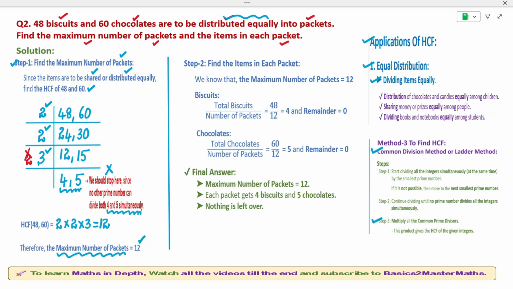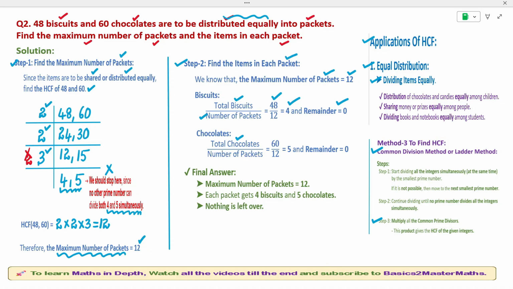Got it? Step 2. Find the items in each pocket. We know that the maximum number of pockets are 12. So, total biscuits divided by number of pockets, that is 48 divided by 12 gives you 4 and remainder is 0.